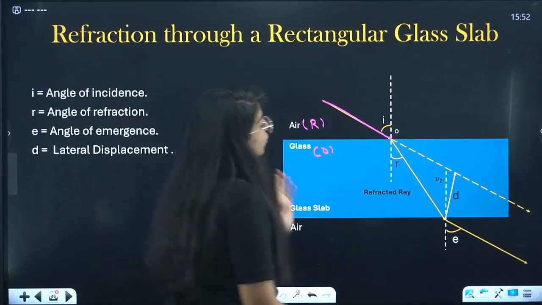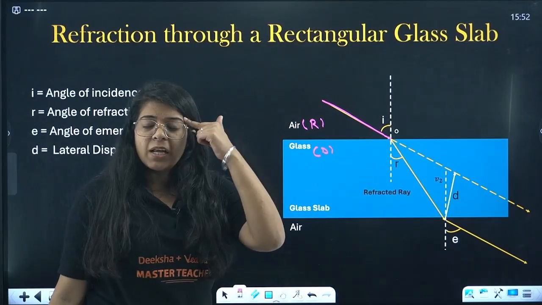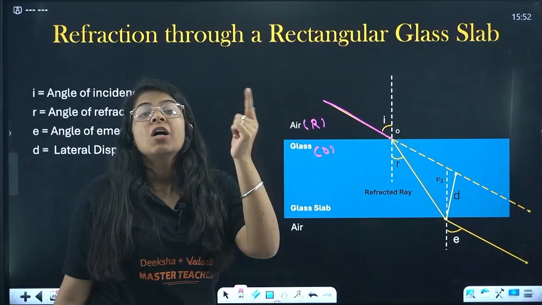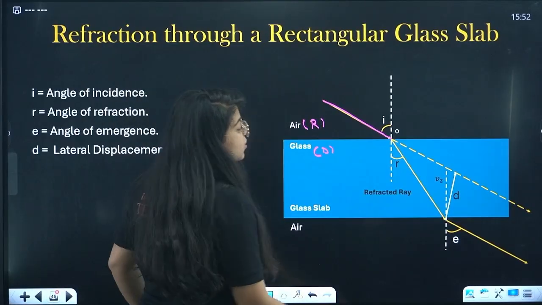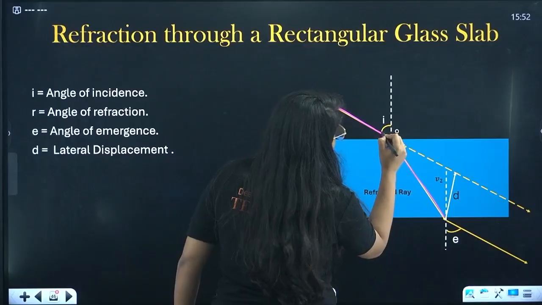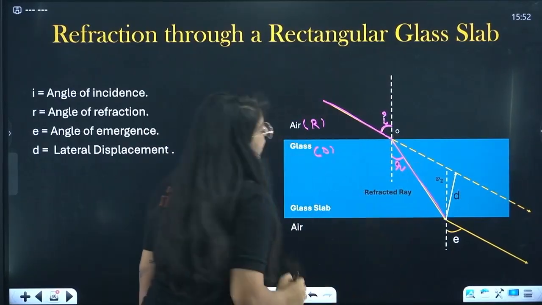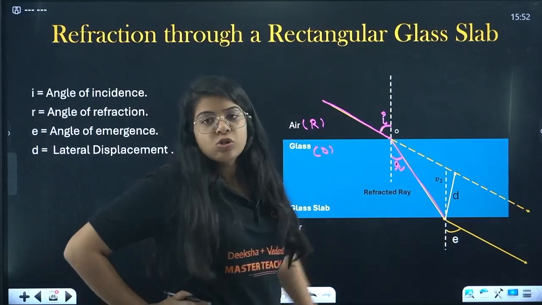Then it will bend towards the normal or away from the normal. From rarer to denser, this bends towards the normal. So it will not go straight, it will bend towards the normal. So this is your incident angle, this is your refracted angle. Okay, but this also comes out.